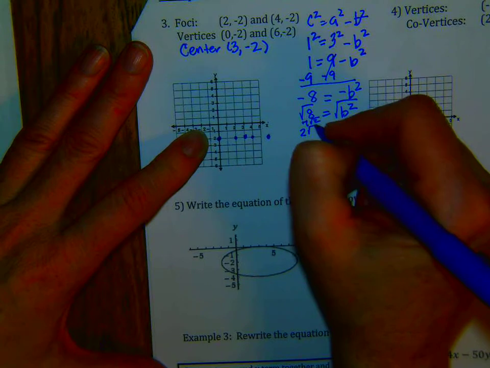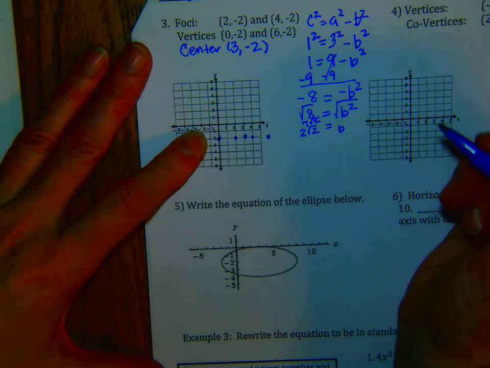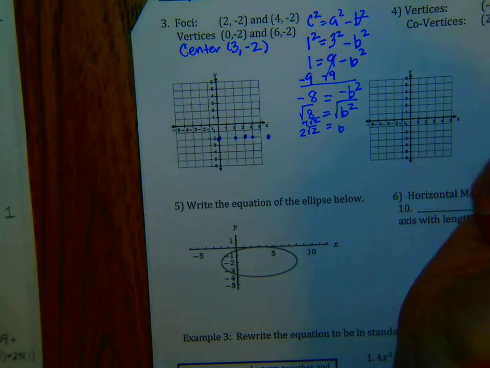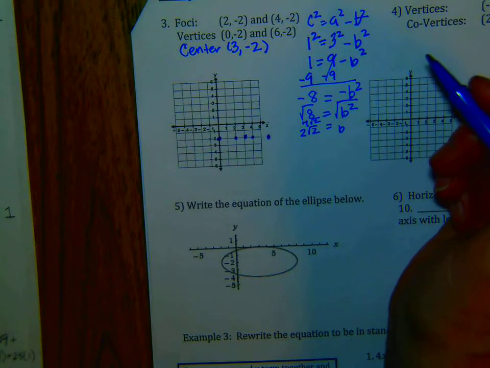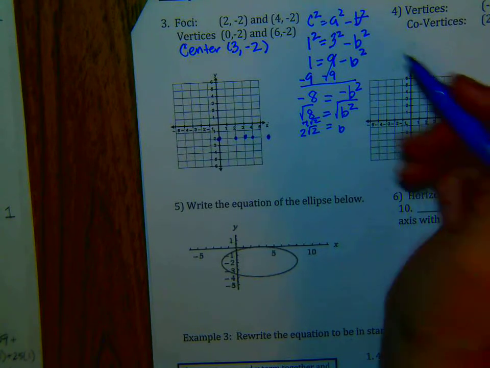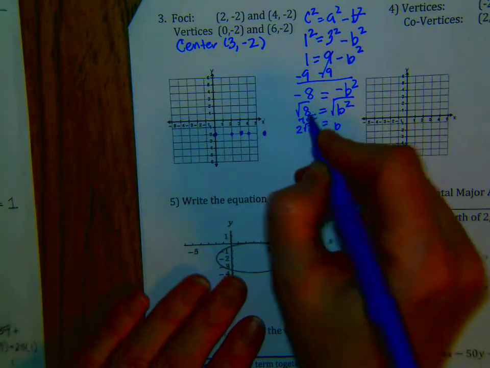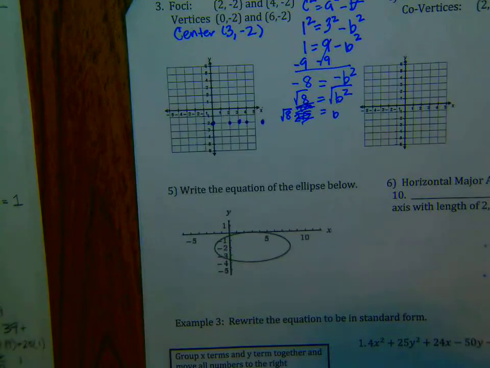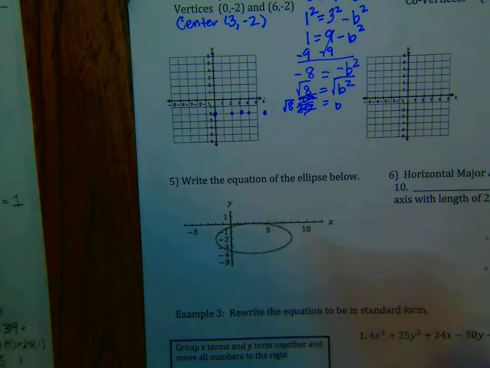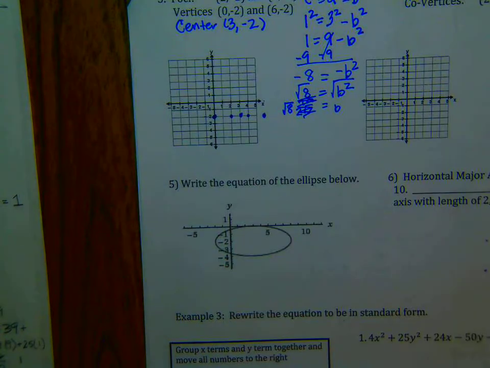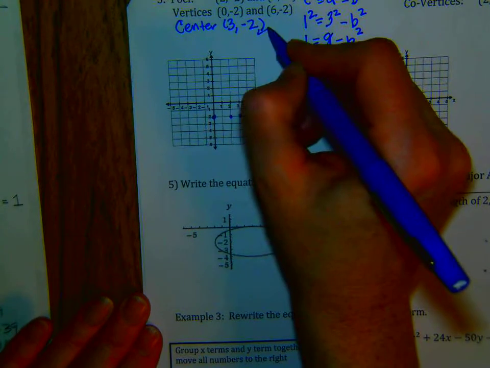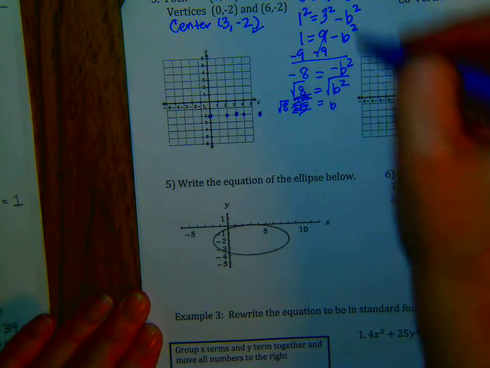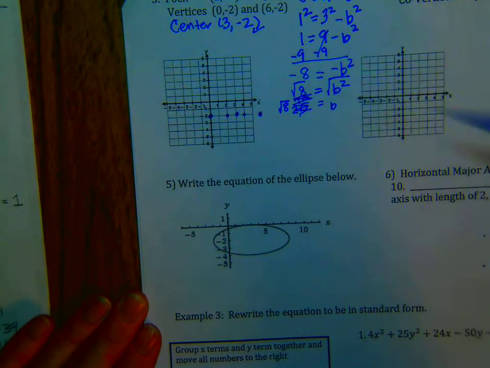Or I can leave it the square root of 8, which is probably easier. So let's scratch that and just leave b as the square root of 8. Okay, now, because all I really want is the standard form, b is the square root of 8. I have the center, I have a is 3 and b is the square root of 8. So I can write the standard form.